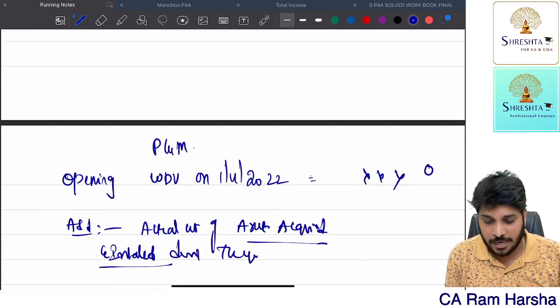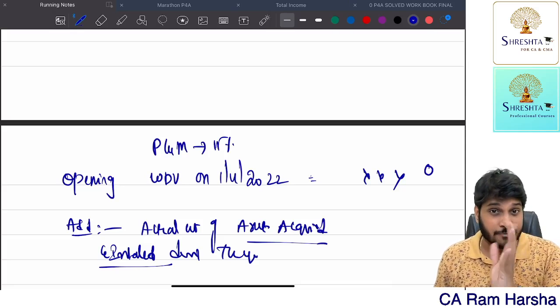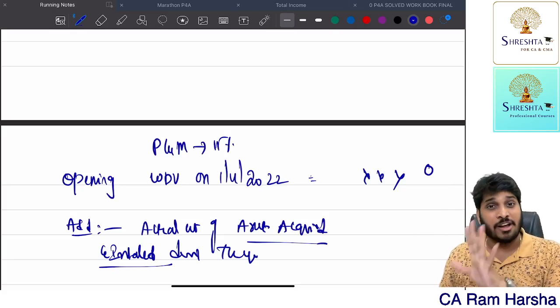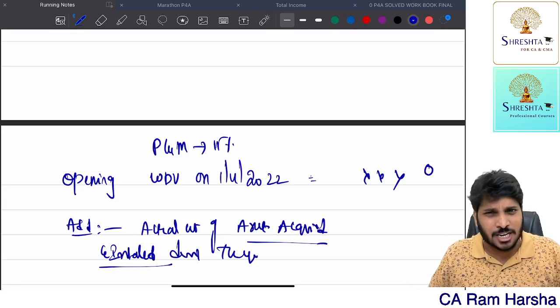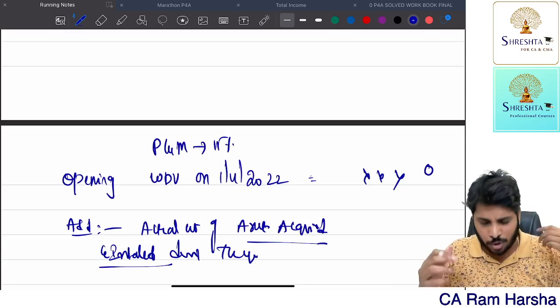Let's assume this is a plant and machinery 15% block. Plant and machinery 15%, plant and machinery 40%, plant and machinery 30%, plant and machinery 45%. So all are plant and machinery blocks only, but the rate is different. That's why they are categorized into different blocks.